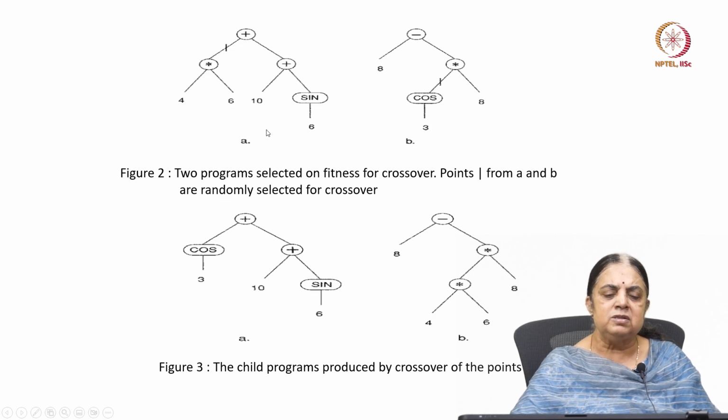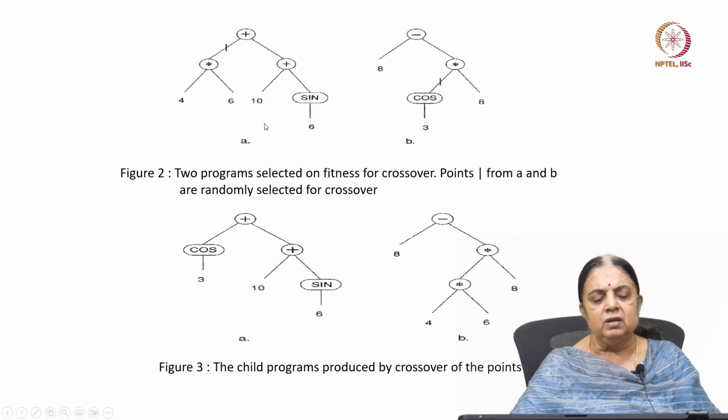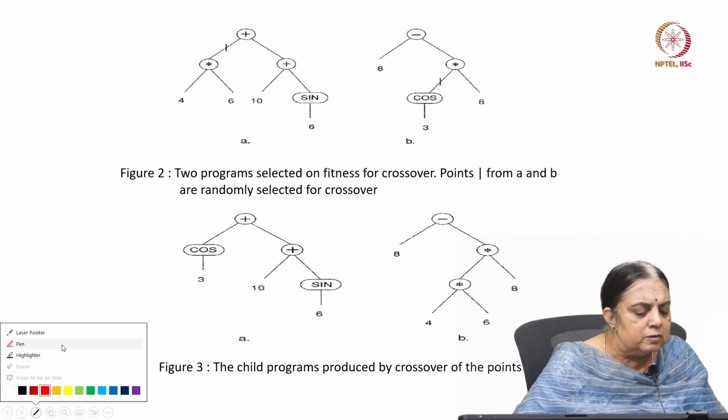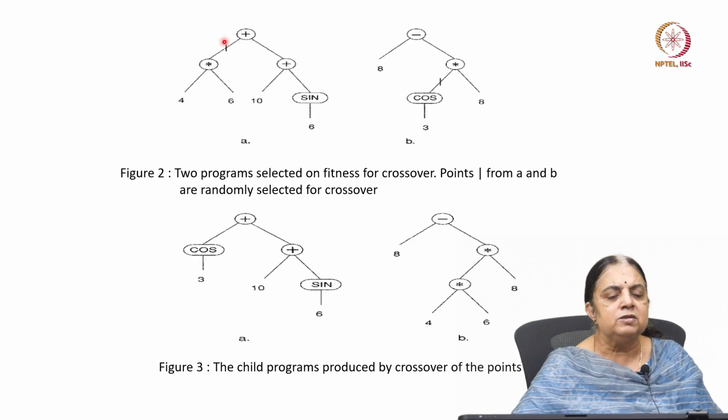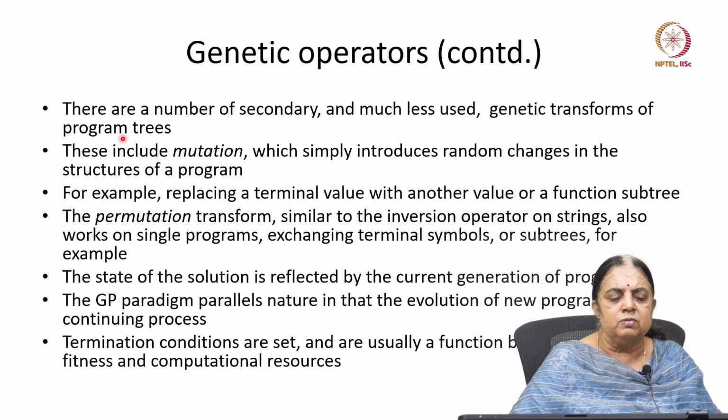You can also do this in the same tree. So for example, in this tree, you can take this as one cutoff point, and maybe this is another cutoff point, and you can exchange this part and this part. So this is how you can carry out crossover in this. And you can see that you can get different strings by carrying out crossover.